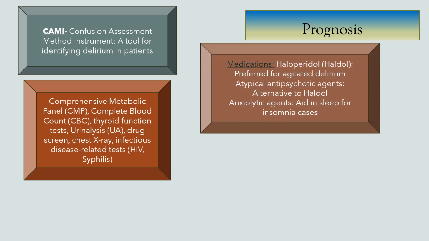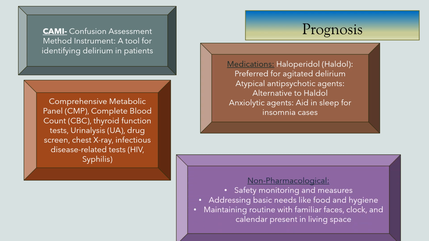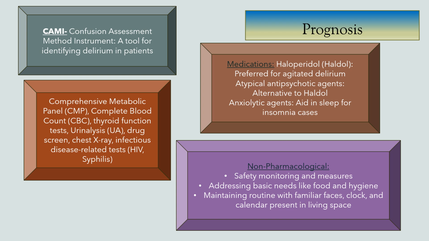medications. Haloperidol is preferred for agitated delirium. Atypical antipsychotic agents are an alternative to Haldol. Anxiolytic agents aid in sleep for insomnia patients. Non-pharmacological: safe monitoring and measures, addressing basic needs like food and hygiene, maintaining routine with familiar faces, clock, and calendar present in the living space.